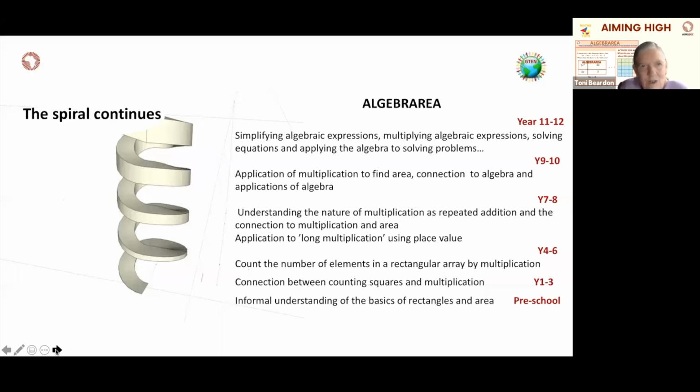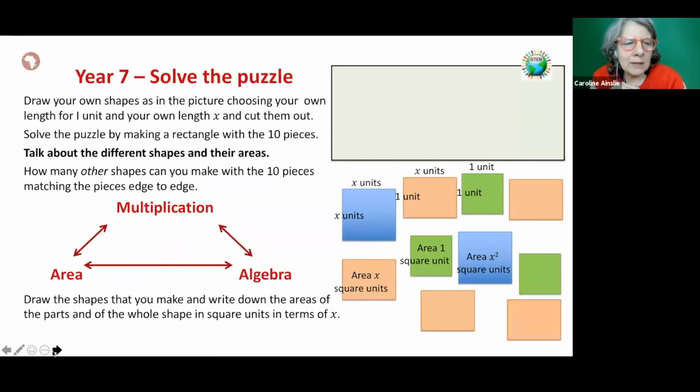And then by years 9 and 10, they're connecting this to algebra and applications of algebra. And by the time they're leaving school, they're using the same ideas again, now using algebraic multiplication and solving equations, and then applying the algebra to solving quite simple problems, but then maybe more complex problems later on. So Noko says, this is interesting, multiplying by breaking up numbers.